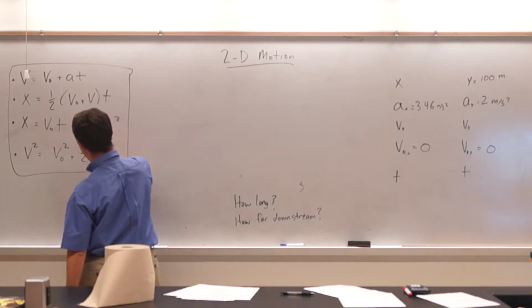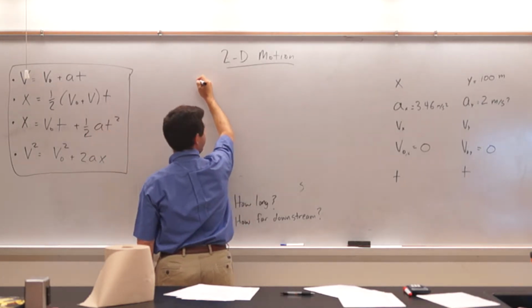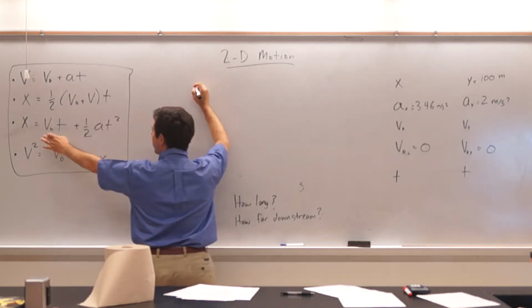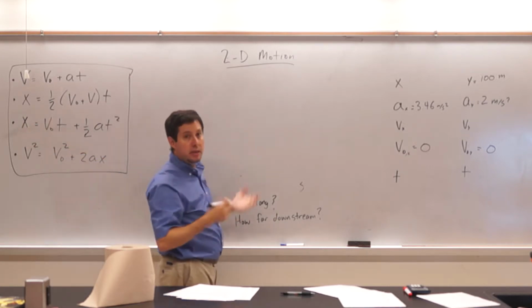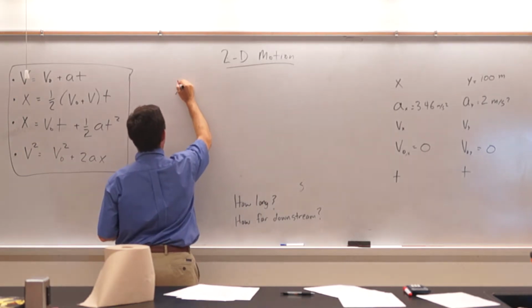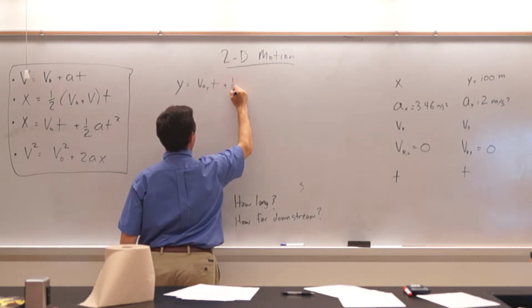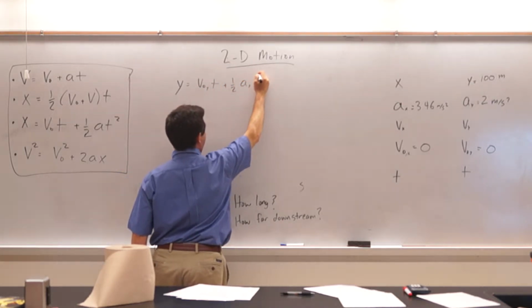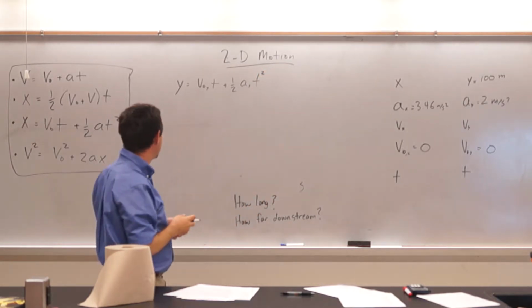At squared, sorry, I deleted that accidentally. So let's use this equation right here. And the only difference from this and what's up there is that we're going to change x to y, because the kinematics equations work in whatever direction we want. So y equals v naught y times t, plus 1/2 a sub y times t squared, because we're working in the y direction.